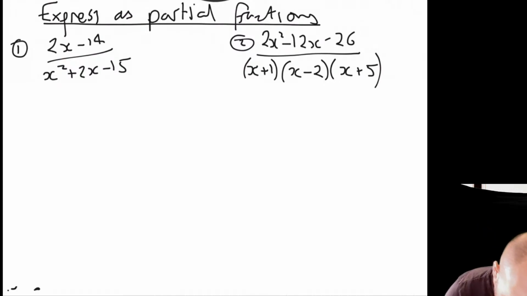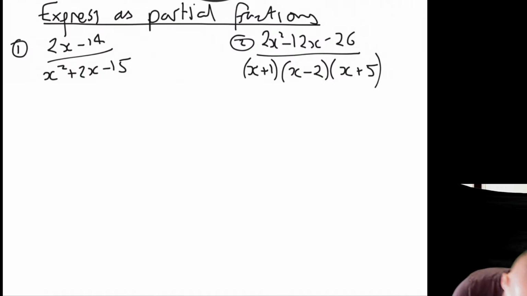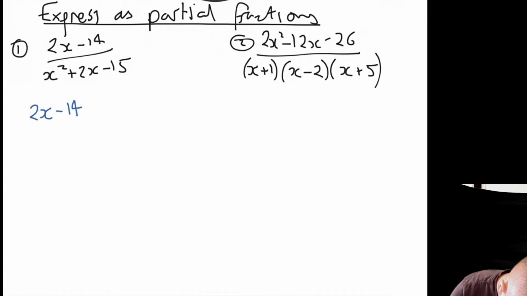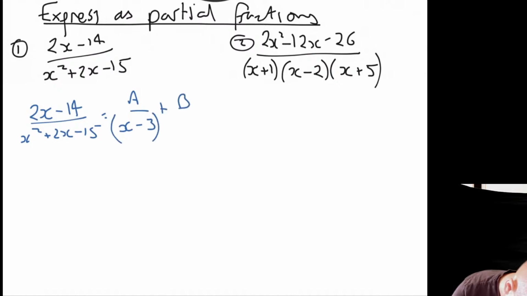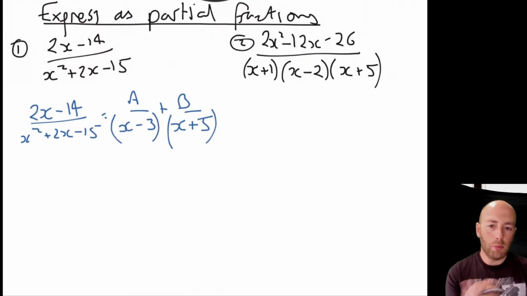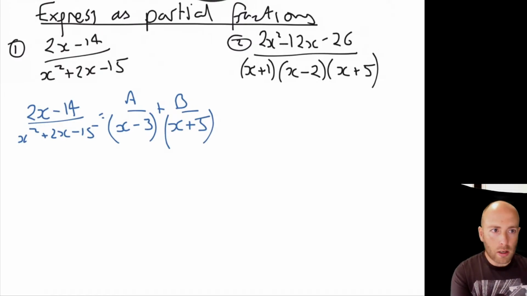So, expressing these two as partial fractions. The first one we need to factorize. So I think this one's going to be x plus 5, x minus 3. If you get these the other way around, don't worry, it just means your A will be different to my A. Cool, yeah, keep sending them in, guys. I've got a couple answers so far.